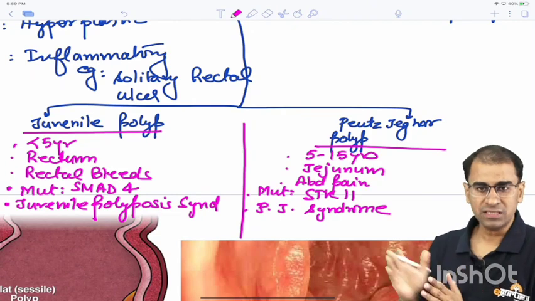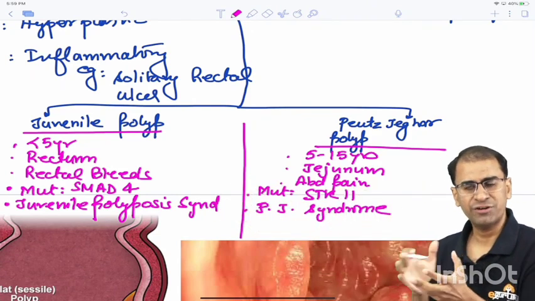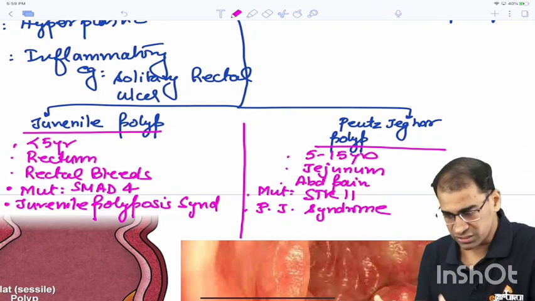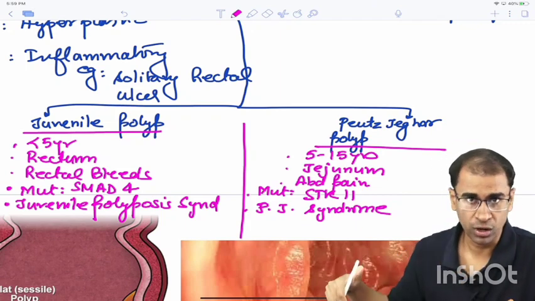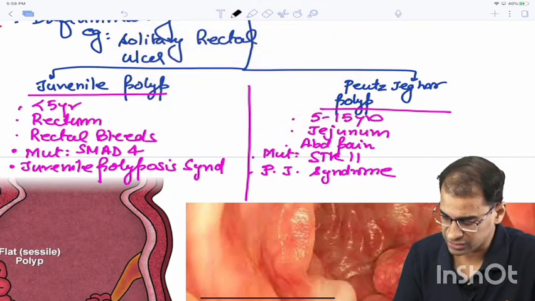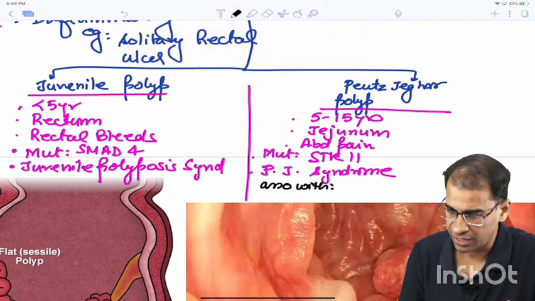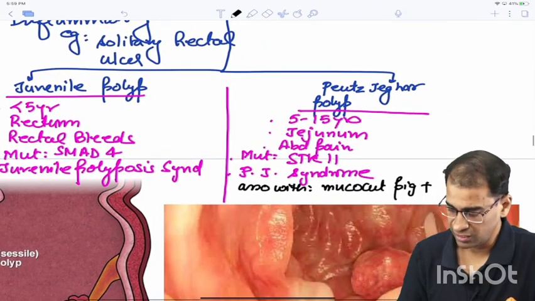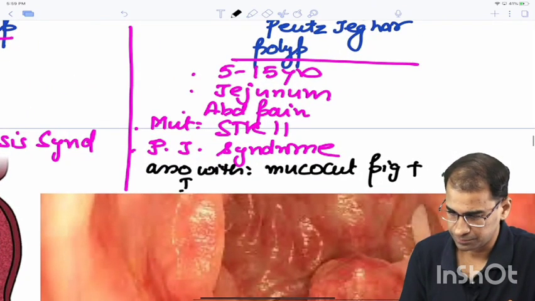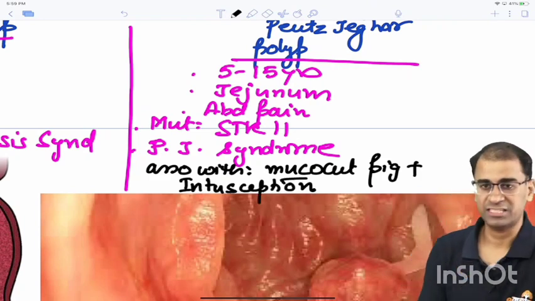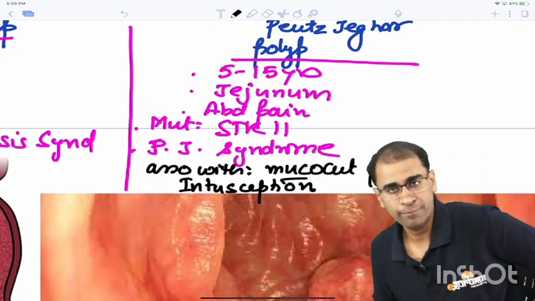Now, what happens in the juvenile polyposis syndrome is there are around say 50 to 80 or 100 polyps, an autosomal dominant condition in which you see these polyps. But in Peutz-Jeghers syndrome, along with the Peutz-Jeghers polyp, which I will just show you after this, apart from those polyps, they often are associated with some conditions like mucocutaneous pigmentation, along with the increased risk of intussusception. Increased risk of intussusception is always there in the Peutz-Jeghers polyp.